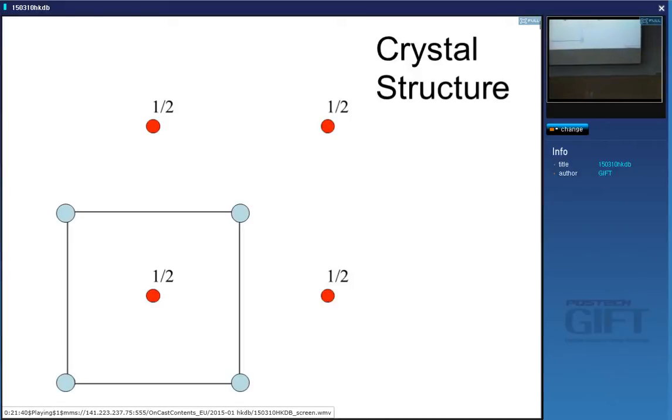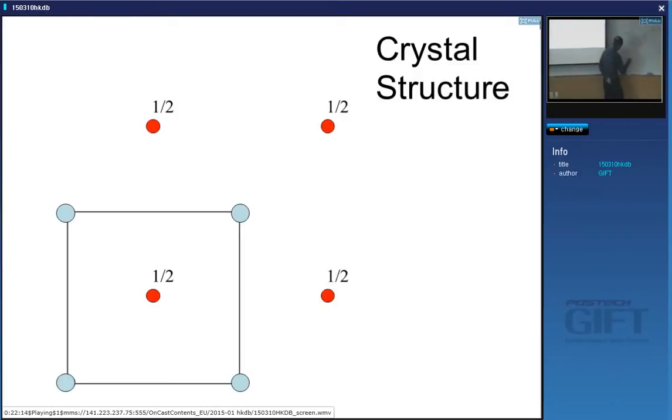In order to be BCC, this point should have the same environment as this, and it doesn't. Yeah? Because look, this is surrounded by blue atoms, this is surrounded by red atoms. Yeah? The lattice type is primitive cubic, and there is a motif. We call it a motif, the pattern that we put at each lattice point: a blue atom at 0, 0, 0 and a red atom at a half.